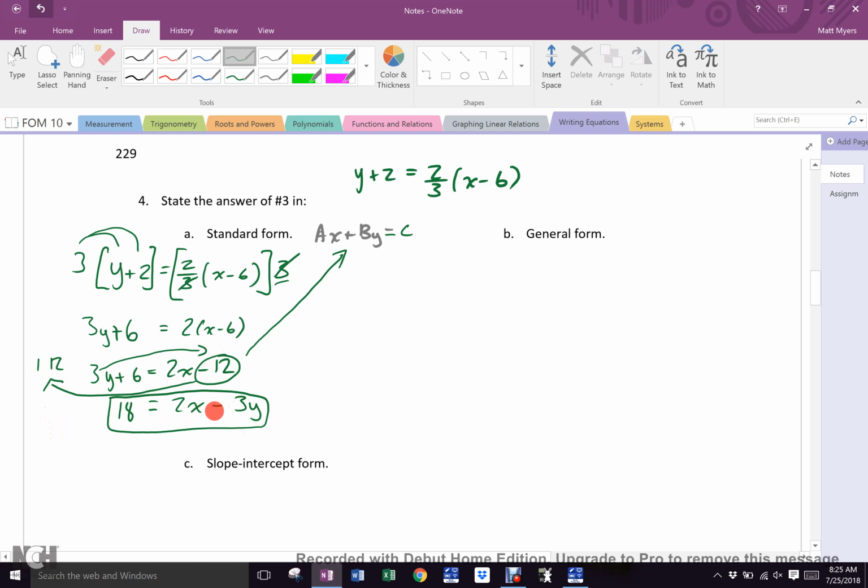Now, if this offends you, you can't handle writing it this way. It has to look like this. Then write it like this. 2x minus 3y equals 18.